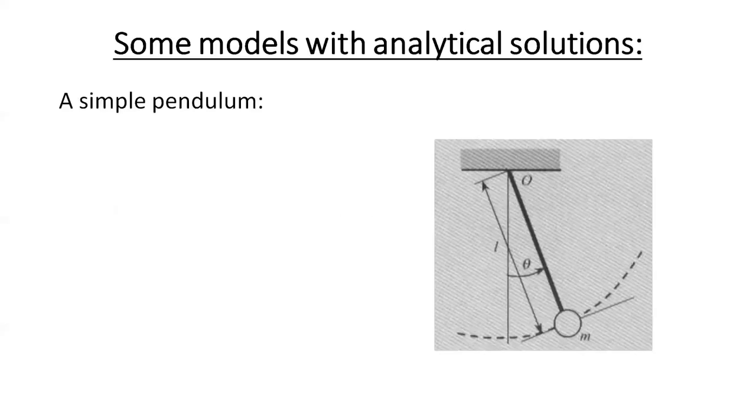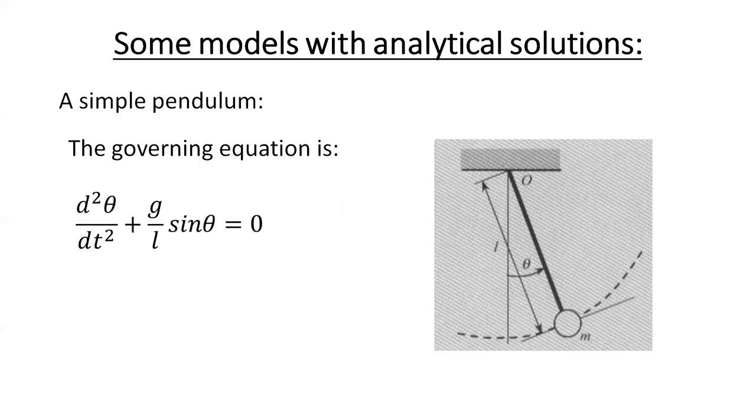A simple pendulum consists of a bob of mass m which is attached to the pivot O with the help of a string of length L. When displaced from the mean position by an angle theta and released, the bob continues to oscillate with respect to its mean position. The governing equation happens to be a second order differential equation, because the displacement theta is differentiated twice with respect to time t, and the presence of a term sine theta makes this governing equation nonlinear.